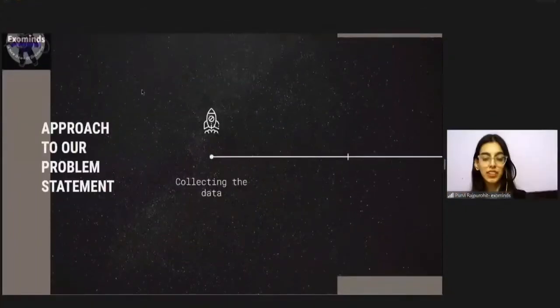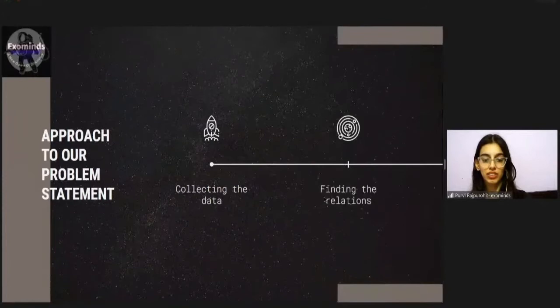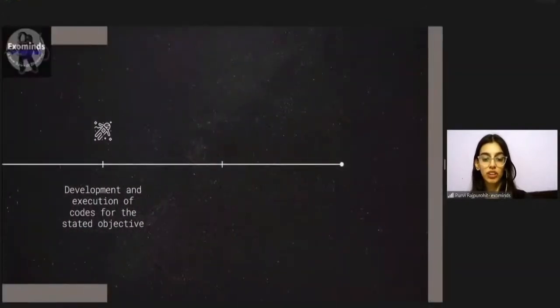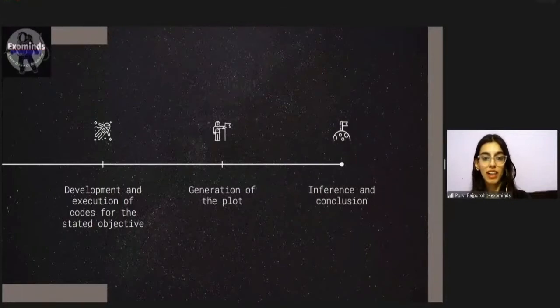Before we dive right into how we solved the problem statement, here's the step-by-step process which will give you a brief picture. The first step was collecting the data. The second step was finding the relations for the calculations. Then we had to develop and execute the code for the calculation. Next, we had to generate and plot the graph. And the last step was analyzing the graph and coming to a conclusion, hence solving the problem statement.